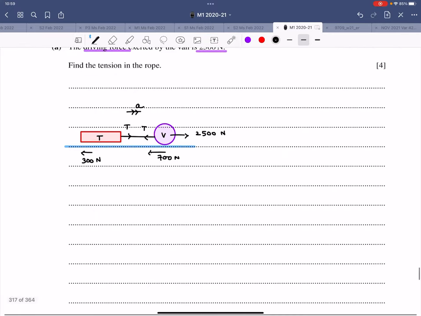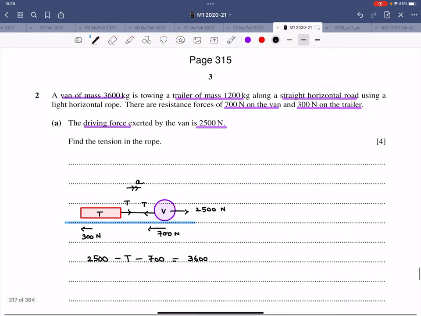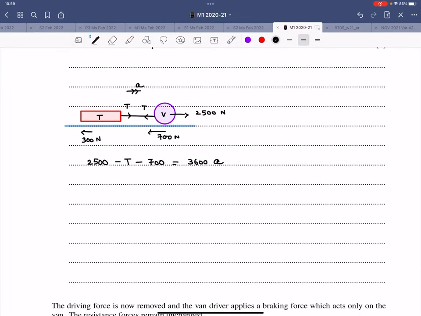So this is a question of connected particles. 2500 minus tension minus 700 is equal to mass 3600 into acceleration A. Similarly, tension minus 300 is equal to 1200 A. When you add both the equations, you get the equation of the system. 2500 minus 700 minus 300 is 4800 A. So this is 2500 minus 1000, which is 1500, divided by 4800, is equal to A.